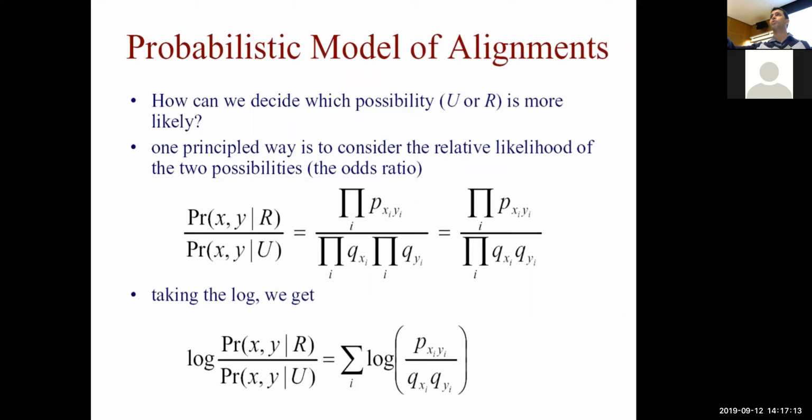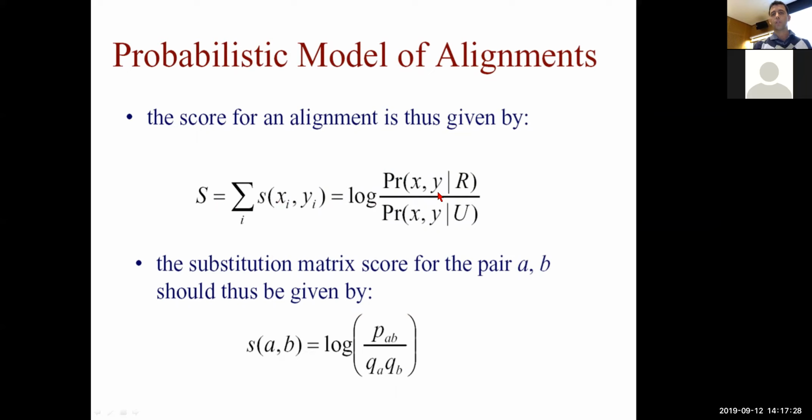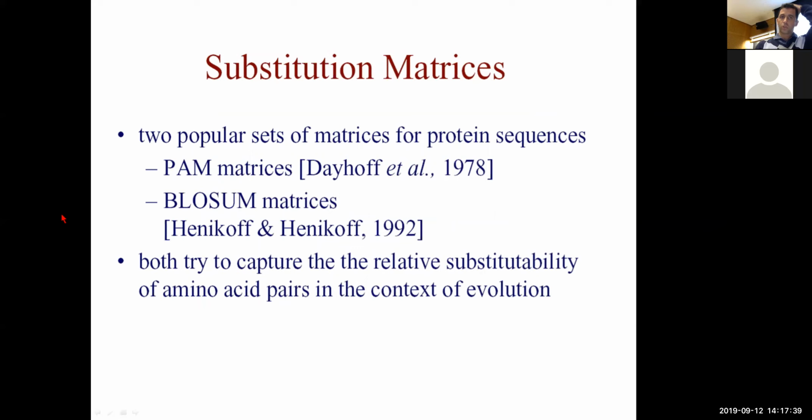So if we take the log, we basically have the log of this ratio being the sum of the logs of this ratio. And this is exactly the number I want to put in each of those entries in my matrix. So the sum of all of these scores is nothing more than that. And the substitution matrix for that pair should be exactly that log probability. Okay? So there are two ways to do that. Henikoff and Henikoff, husband and wife, basically did that in 1992, and they created these BLOSUM matrices. And then Dayhoff et al. did this in '78 by simulating forward evolution of a bunch of sequences.